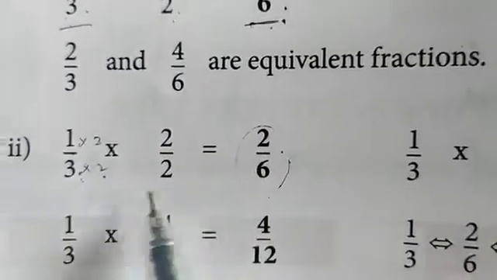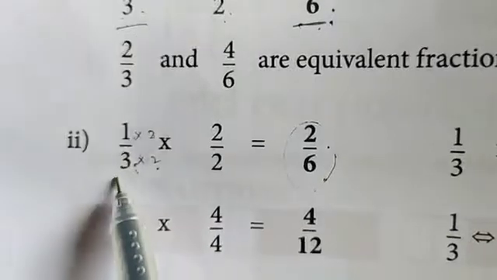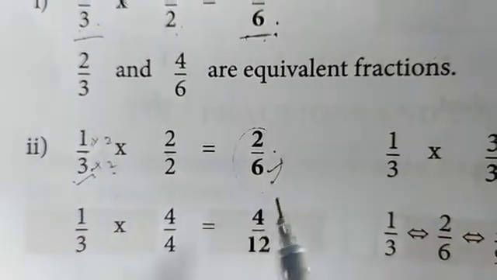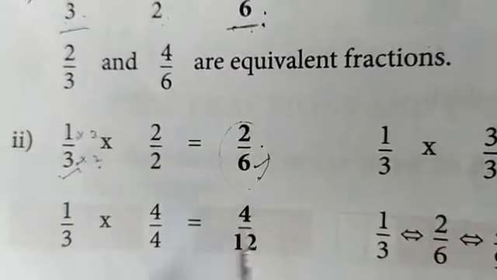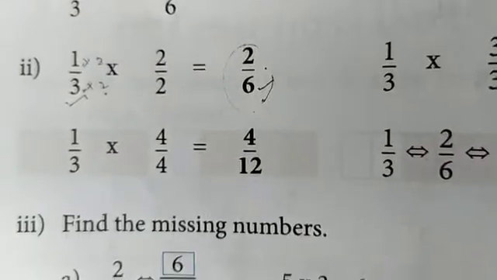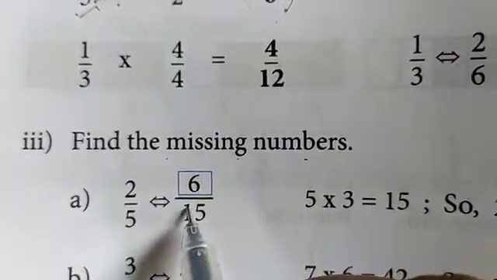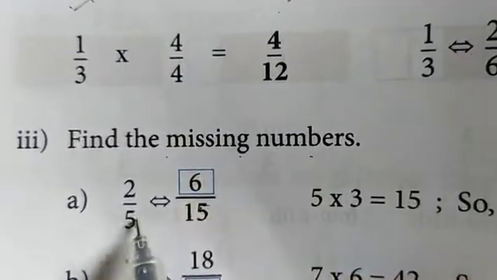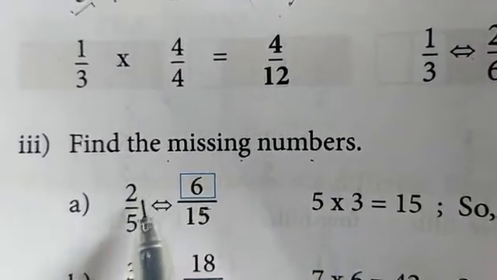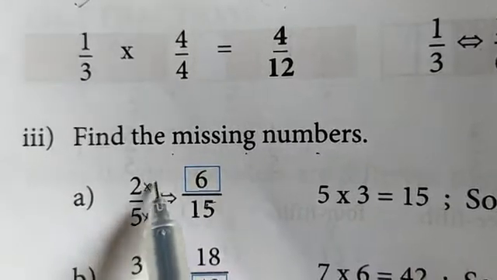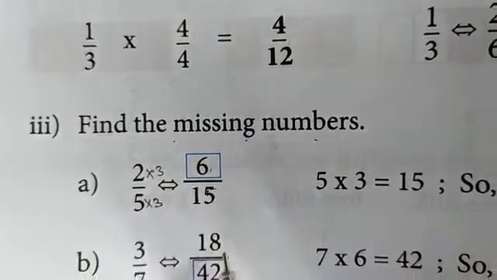1 2s are 2, 3 2s are 6. So this 1 by 3 and 2 by 6 are same fractions that are called as the equivalent fractions. So find the missing numbers. So here 15 is given. So 5 3s are 15. So in the same way we have to multiply the 2 also with 3. Then you will get 6 by 15.